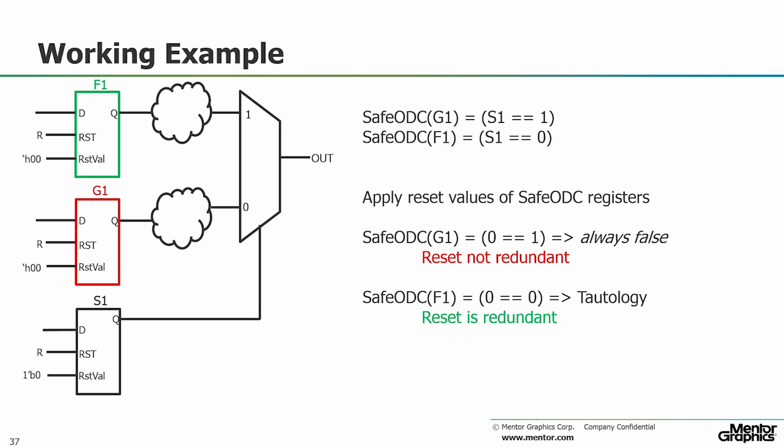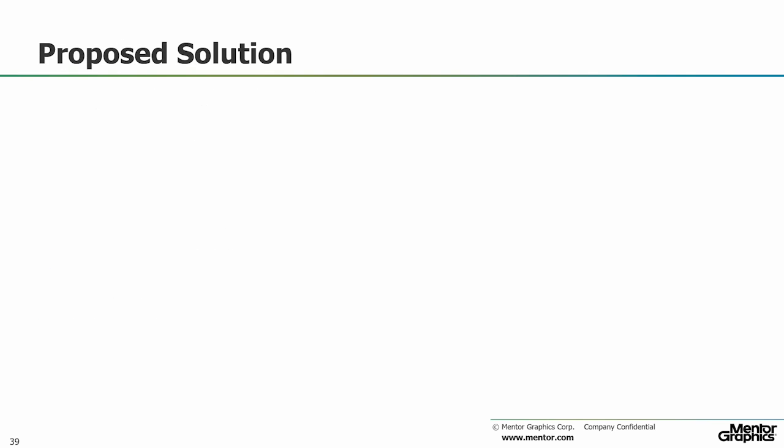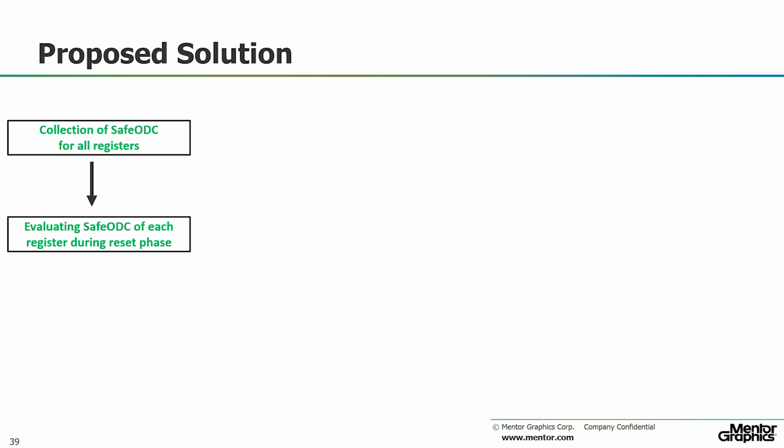Now we shall put together the various steps of the proposed solution. There are essentially three important steps in the proposed solution. The first step is to collect the safe ODC conditions for all the registers in the design in one go. The second step is to evaluate the safe ODC conditions of each register during the reset phase. And the third and last step is to identify the registers having redundant resets. Let's now look at these steps in a little more detail.